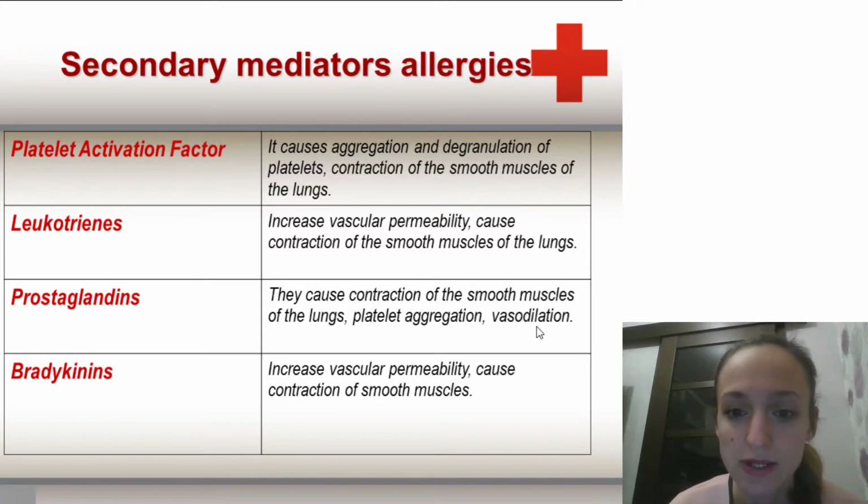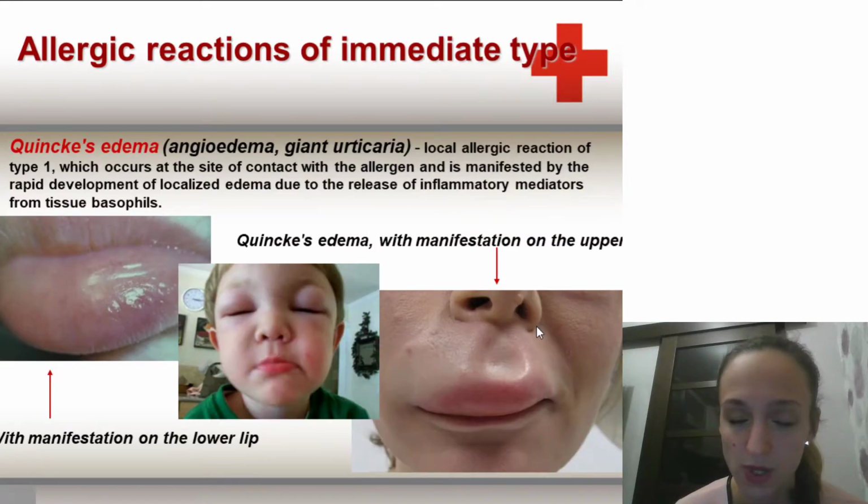Leukotrienes increase vascular permeability. Prostaglandins cause contraction of the smooth muscle also. And bradykinins increase vascular permeability and cause contraction of smooth muscles. So, that was the allergic reaction of immediate type.